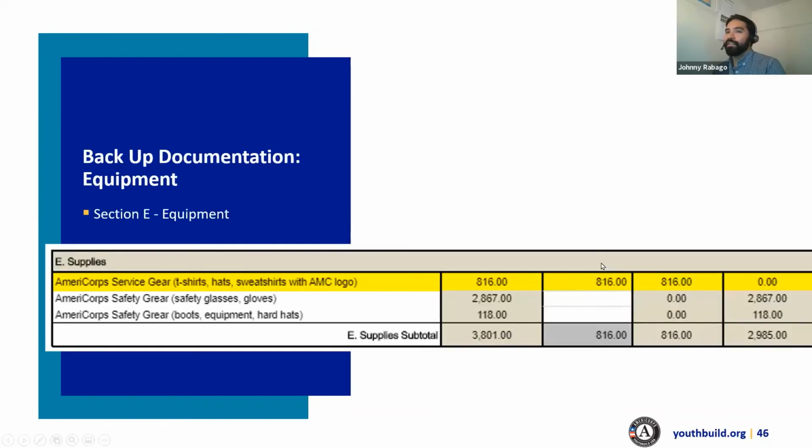Moving on. Okay, everyone. Backup documentation, section E. Okay, in the chat box, can you please type in your answers? Anything wrong with the equipment, section E? AmeriCorps service gear, 816. Looks like they're charging t-shirts, hats, sweatshirts with AMC logo.